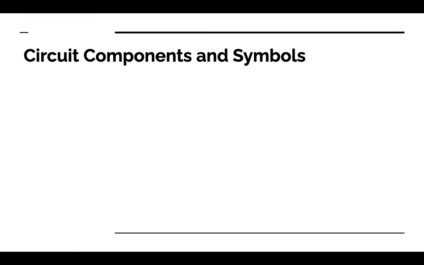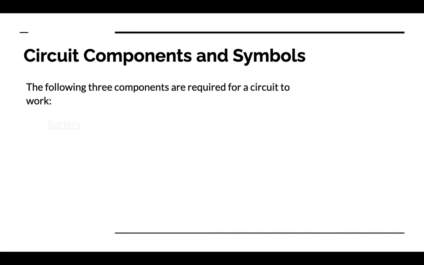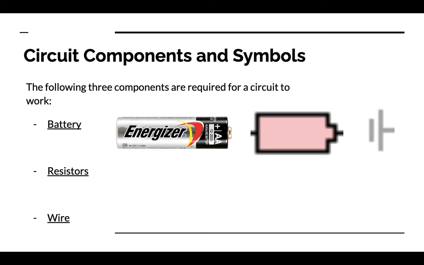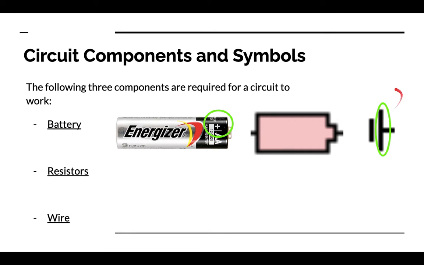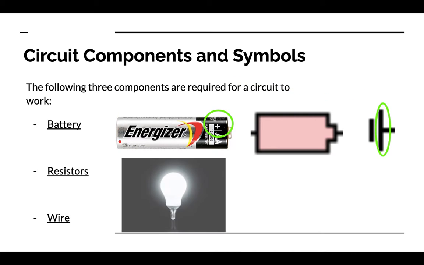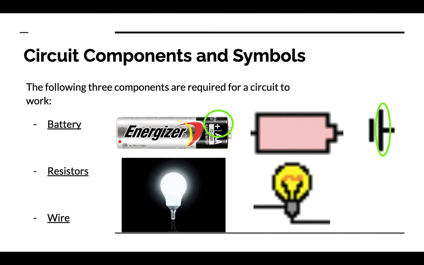So let's go through circuit components and symbols real quick. The following three components are required for a circuit to work: the battery, resistors, and wire. The battery we're already pretty familiar with, all right? A battery is represented with this symbol right here. The longer line is the positive terminal, as shown here, and the shorter line is the negative terminal of the battery. Resistors we're going to learn about down the line in this class.